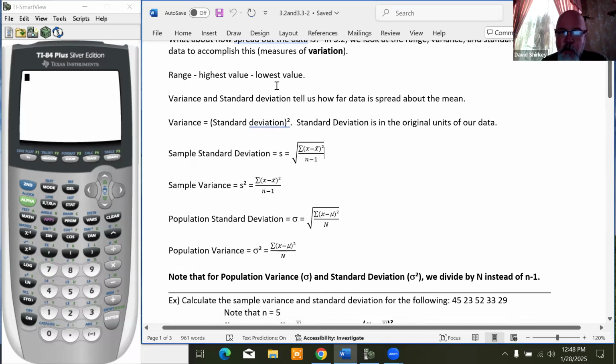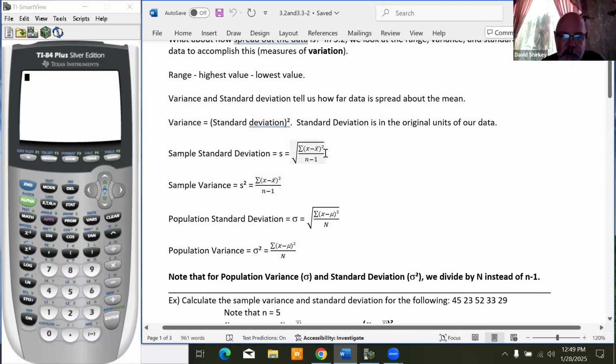The easiest one to find is the range. That's just the highest data value minus the lowest data value. When you get more precise, you're looking at variance and standard deviation. So variance and standard deviation tell us how far our data is spread about the mean, the average, right? Variance equals the standard deviation squared. Standard deviation is in the original units of our data. For example, the standard deviation might be in inches, whereas the variance would be inches squared, that type of thing.